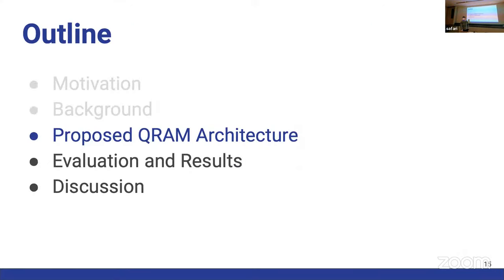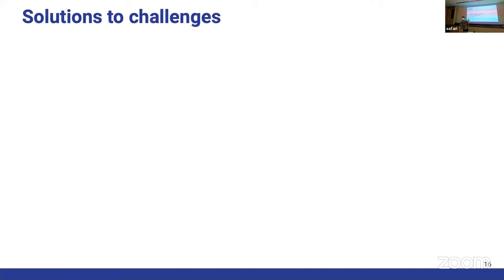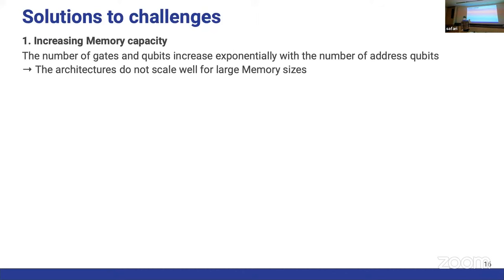So now let's start talking about the proposed QRAM architecture. The proposed QRAM architecture gives solutions to several problems. First of them being increasing memory capacity. The issue is that the number of gates and qubits necessary to implement such a QRAM increases exponentially with the number of address qubits in the memory system. So the architectures I talked about earlier, which are the gate-based and the router-based architectures, simply do not scale well with such an increase in memory size.